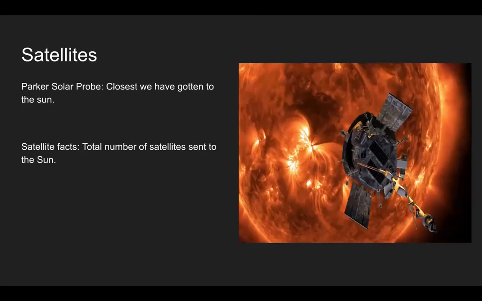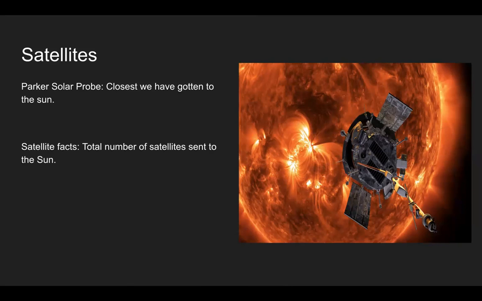And the satellites. Parker Solar Probe, closest we've gotten to the sun in space and taking pictures right now. It was launched August 12th, 2018. It goes through the sun's atmosphere and will get as close as 3.8 million miles away from the surface. Earth is about 93 million miles away.